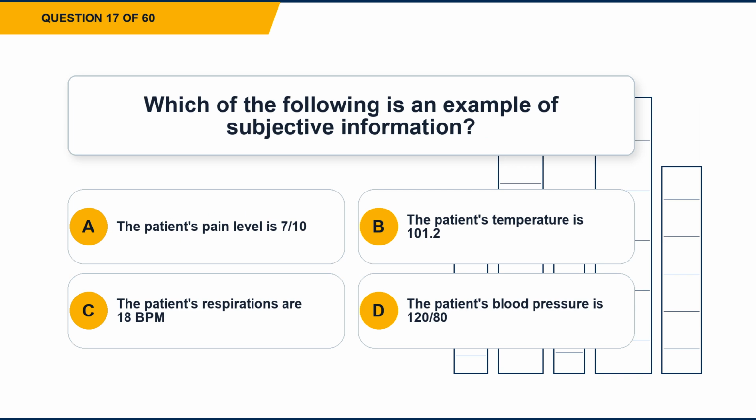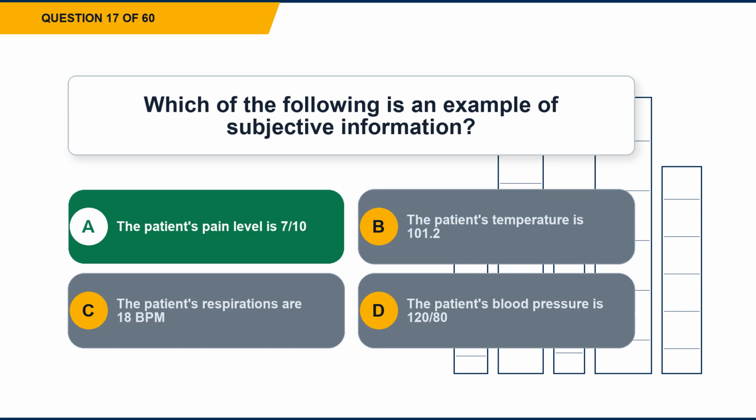Question 17. Which of the following is an example of subjective information? Option A. The patient's pain level is 7/10. Option B. The patient's temperature is 101.2. Option C. The patient's respirations are 18 breaths per minute. Option D. The patient's blood pressure is 120/80.